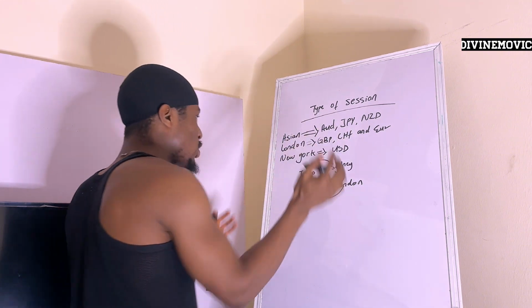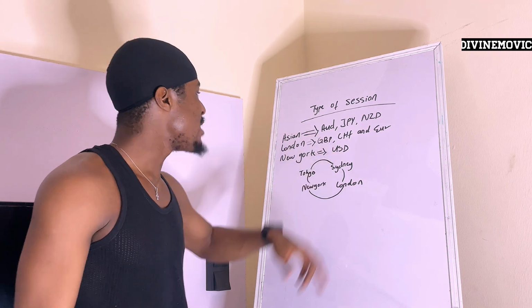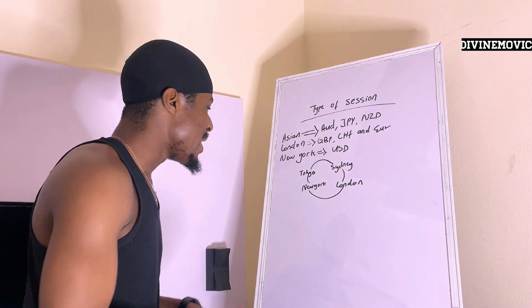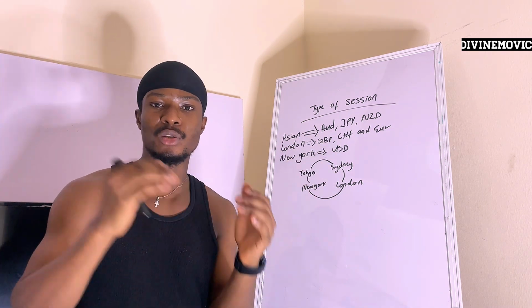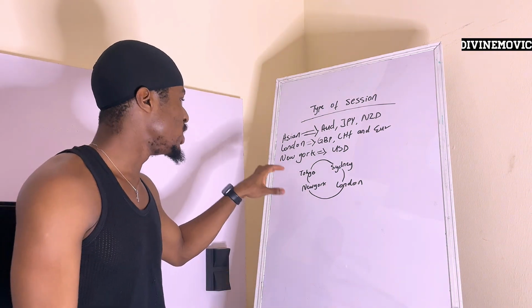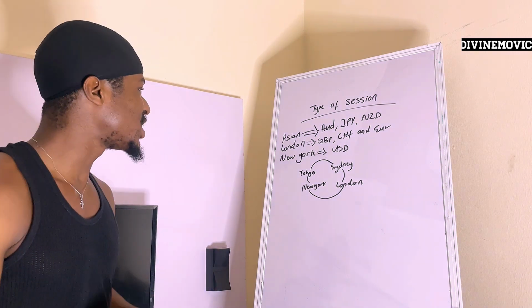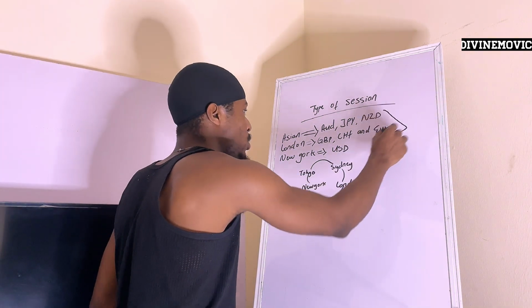Now this section favors any pair that is paired with USD. That means if you have a pair that is paired with USD, it tends to be very volatile or move fast during the New York session. And it is best to trade any of these pairs that you want to trade.